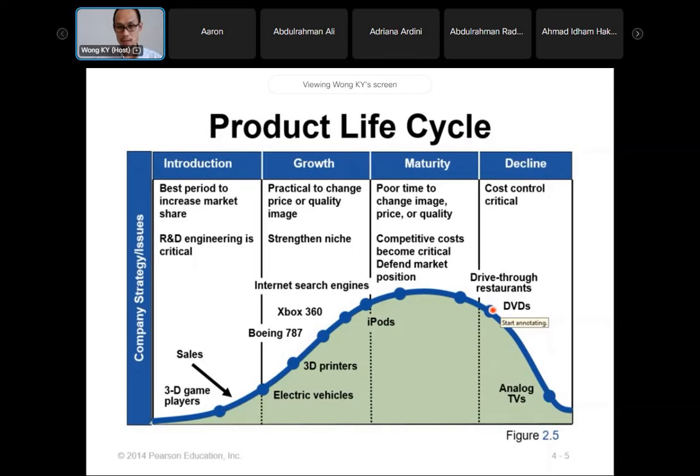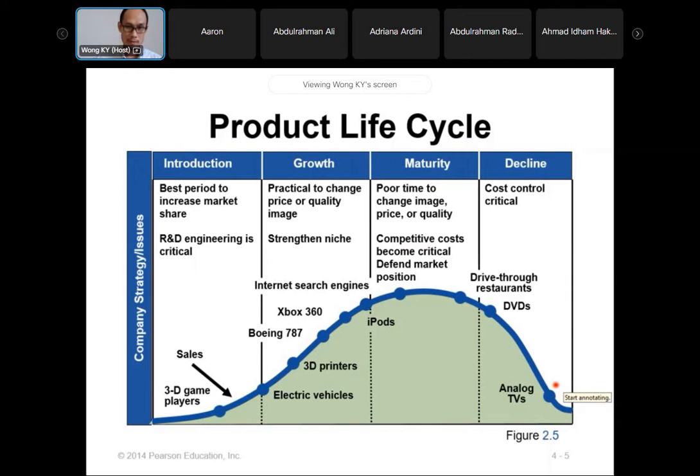And same with analog TVs. You know analog TVs, those big TVs with a big cathode ray tube, like a box, refrigerator box. So nowadays, nobody uses analog TVs. It's dying down soon. It's going to disappear from the market because nowadays we are using flat screen TV, plasma TV, LED, LCD, and so on.